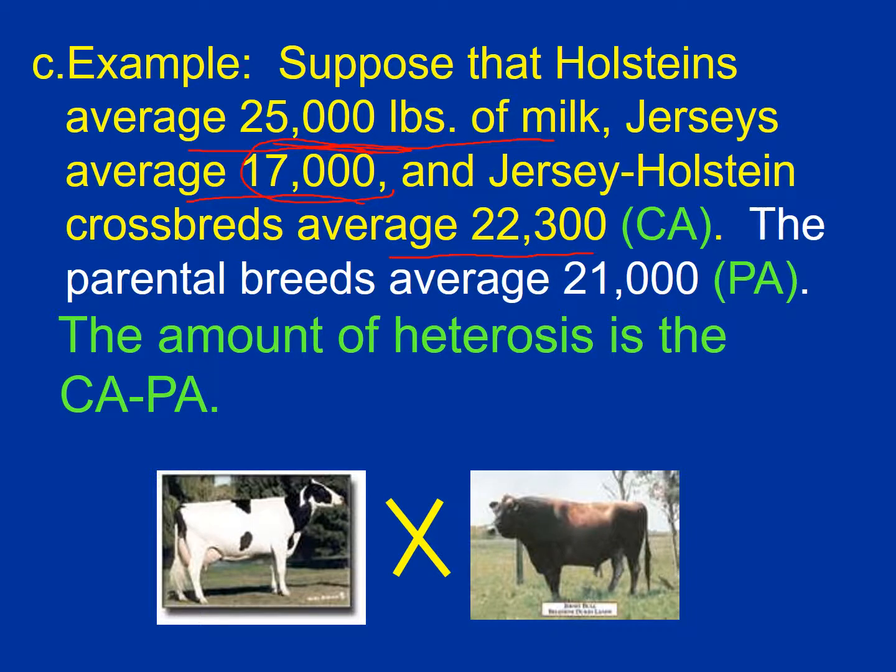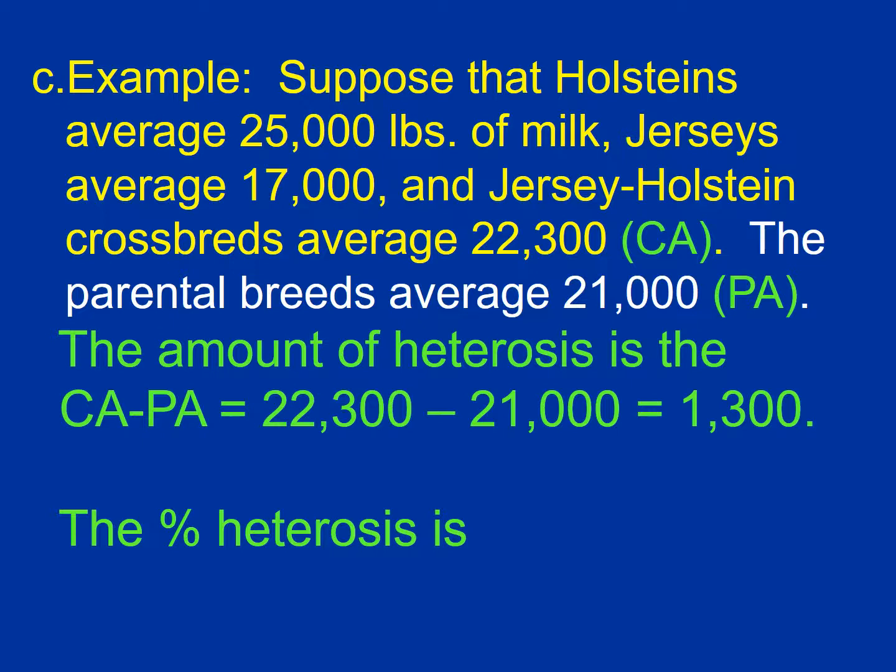That crossbred average we'll abbreviate as CA. The parental breeds average 21,000. So this 21,000 is just the average of the Holsteins and the Jerseys. The amount of heterosis is the crossbred average minus the parent average. So here we do the math. Crossbred average minus parent average: 22,300 minus 21,000 is 1,300 pounds of milk.